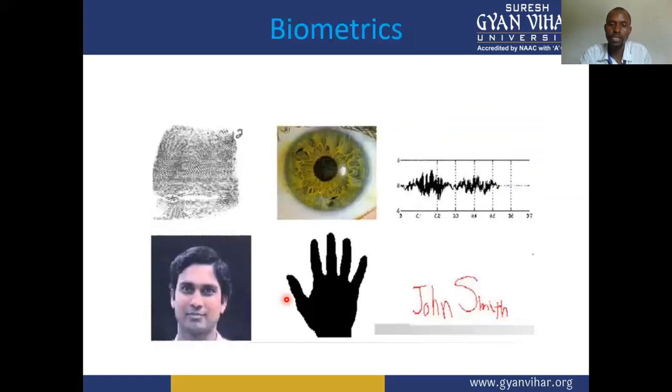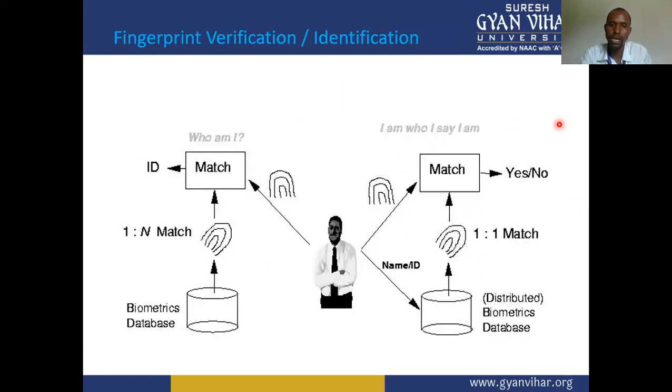Also on biometrics, we have iris, we have face, we have palm, we have fingerprint, we have voice, and also on text, handwriting recognition. So all these are examples of biometrics in which digital image processing is applied.